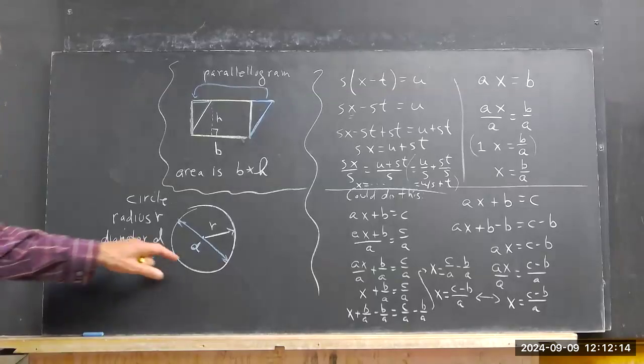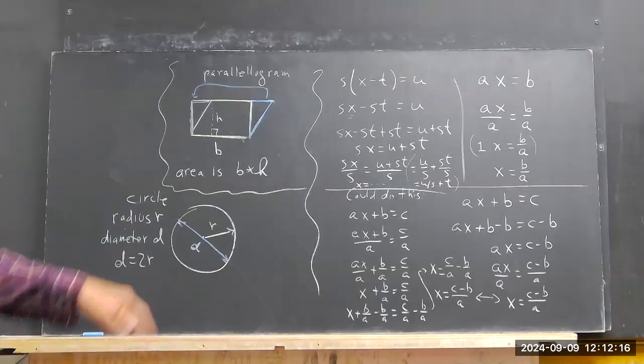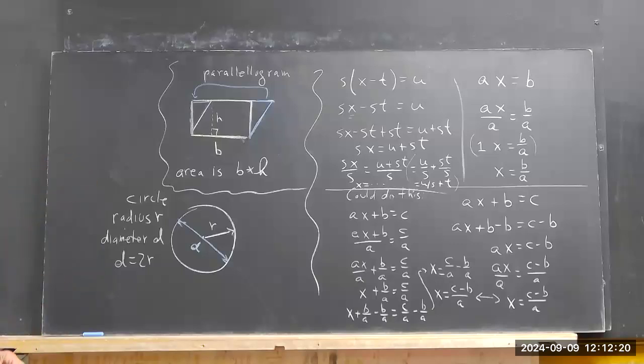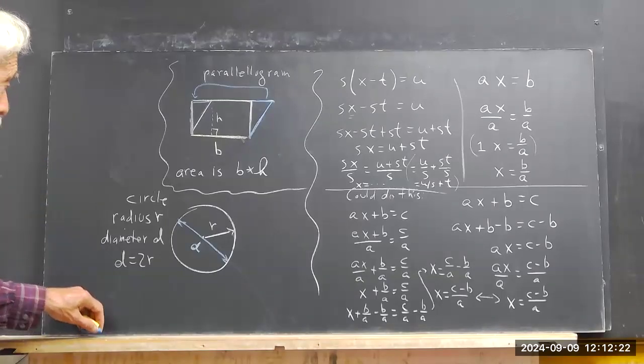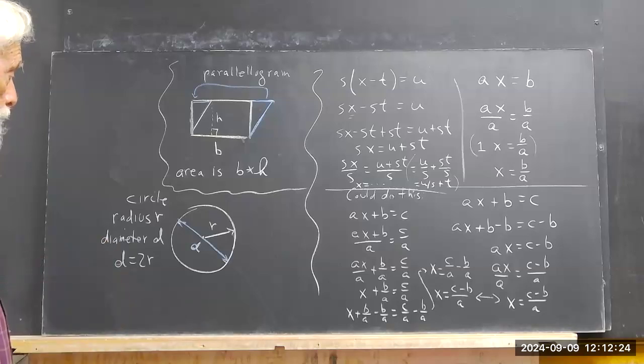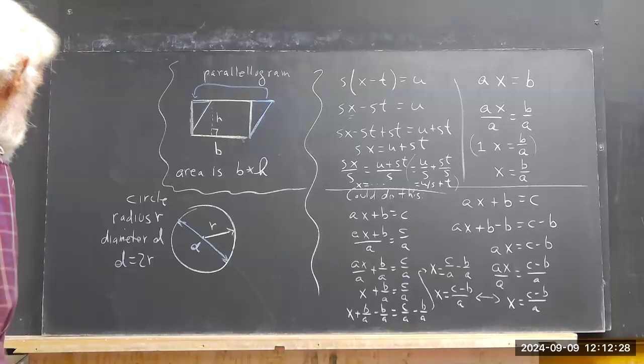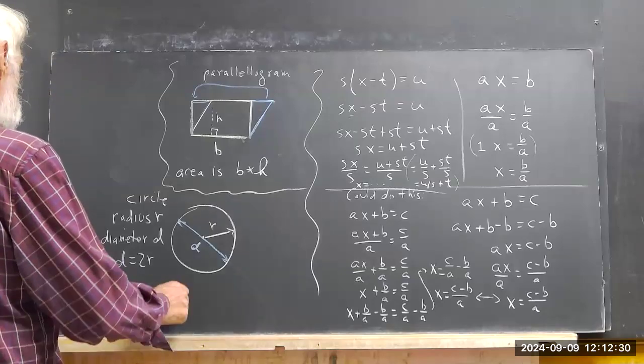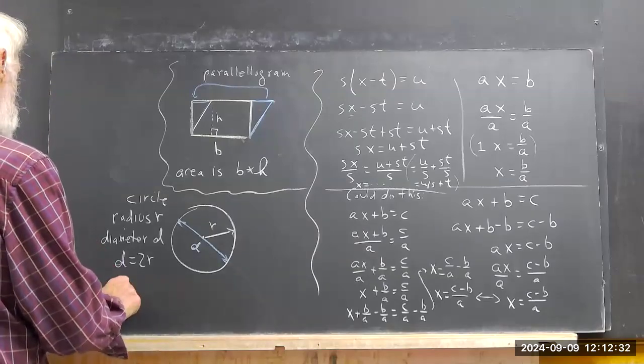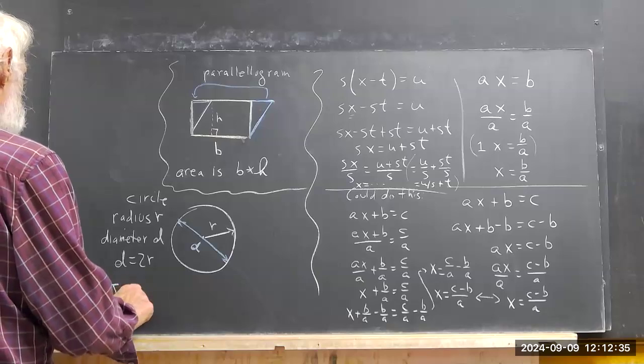There's a simple formula connecting diameter and radius. Diameter is twice the radius. And that should be pretty obvious. You should be pretty familiar with that. Okay, so we've got a circle of radius r, diameter d. D is equal to 2r. Circumference. Well, pi.